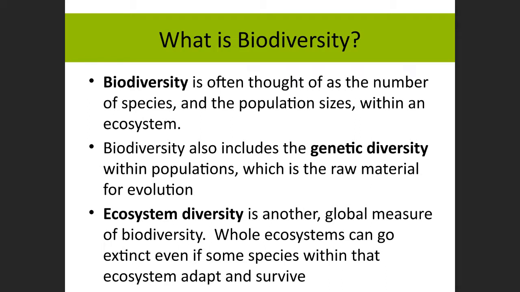And then a third definition is ecosystem diversity. An entire ecosystem could go extinct. And if we're looking at a global scale, we have tundras and temperate forests, rainforests and pine forests and grasslands and deserts. These are all different ecosystems. So on a global scale, ecosystem diversity is a good measure. So we're going from big with ecosystem to very small with the genes.